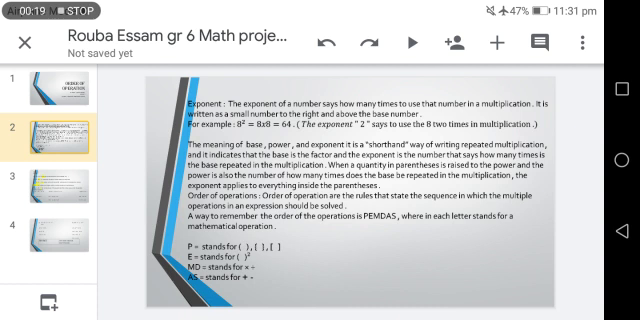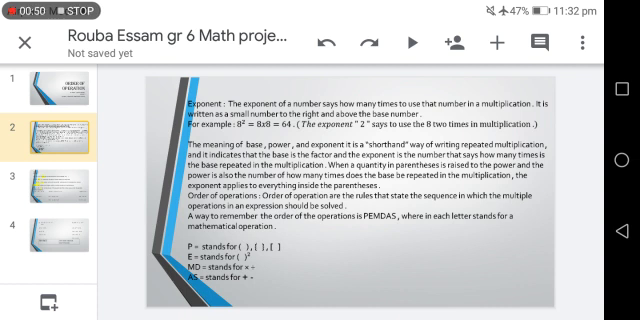Exponent. The exponent of a number says how many times to use that number in a multiplication. It is written as a small number to the right and above the base number. For example, 8 to the power 2 means 8 multiplied by 8, which equals 64. The exponent is 2. 2 says to use the 8 two times in the multiplication.